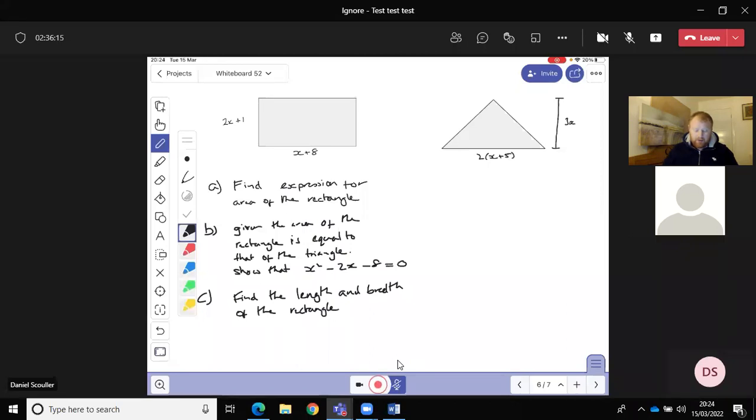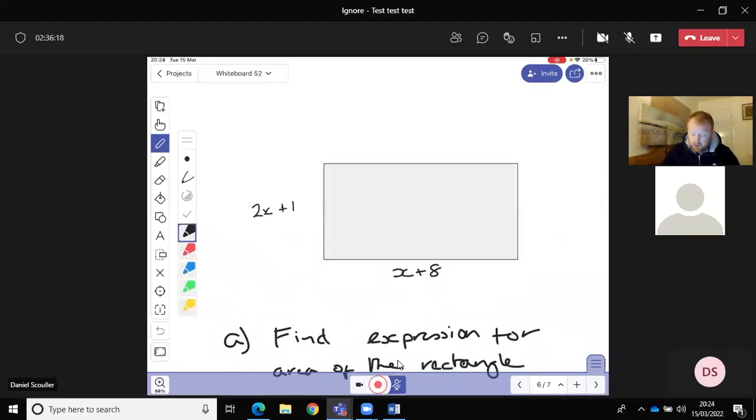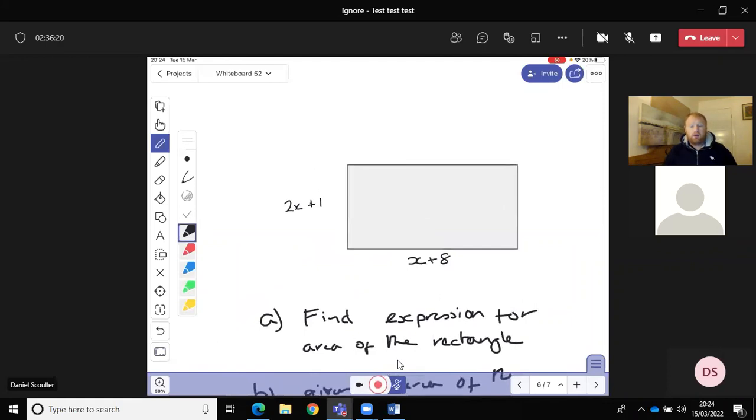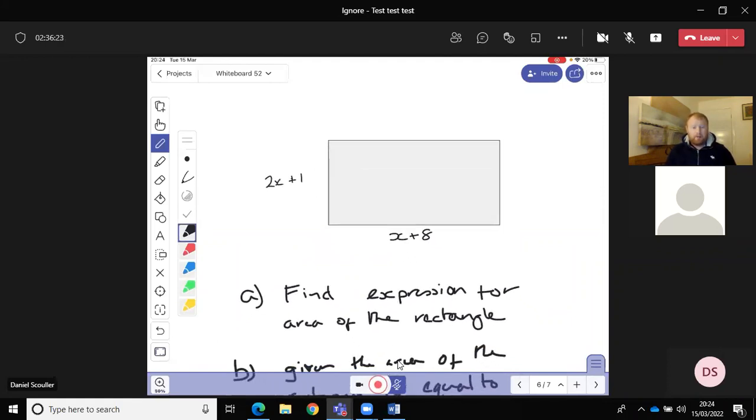Okay, so we've got a rectangle there given in the question. So if you're copying that down, taking a wee picture. We've got a rectangle there, and one side's given by 2x plus 1, and one side's given by x plus 8. So the length of it is 2x plus 1. The breadth is x plus 8. Now it says find an expression for the area of the rectangle. So it wants you to write down, using those terms given, what the area of the rectangle would equal.